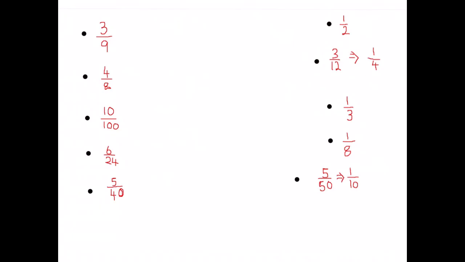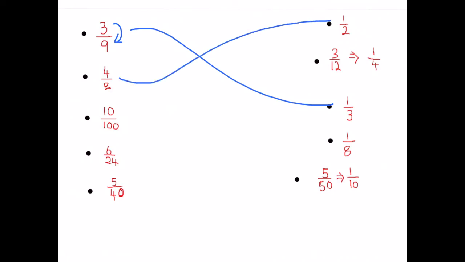With these questions, we have to match a fraction on the left with a fraction on the right. We begin at the top. We've got 3 ninths. Well, 3 into 9 goes 3 times. So that makes 3 1/3 of 9. The second one, 4 eighths. 4 into 8 goes twice, making 4 1/2 of 8.